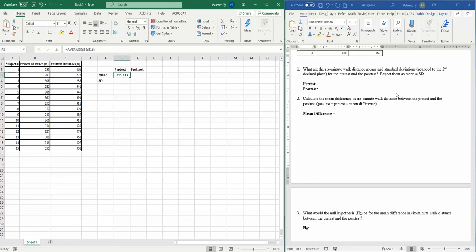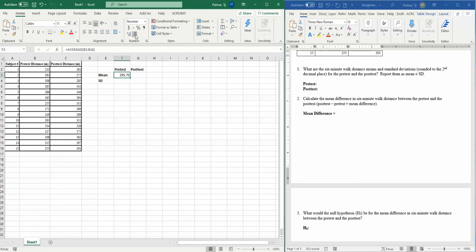If you take a look at question 1, it says we need to round the means and standard deviations to the second decimal place. If you look here, obviously it's not at the second decimal place. We need to adjust this. To adjust the number of decimal places, you can go up to Home, and then go up to this function here, Decrease Decimal.